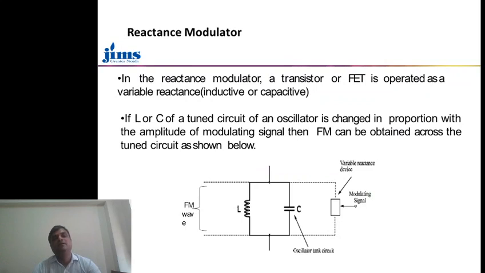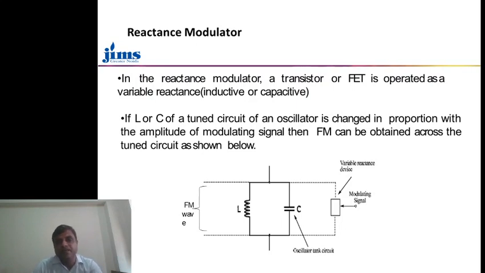Then we discuss the reactance modulator. See this particular diagram. Here we are using an L and C. Basically, this L and C form an oscillator circuit, a tank circuit. It means this circuit resonates at a particular frequency.